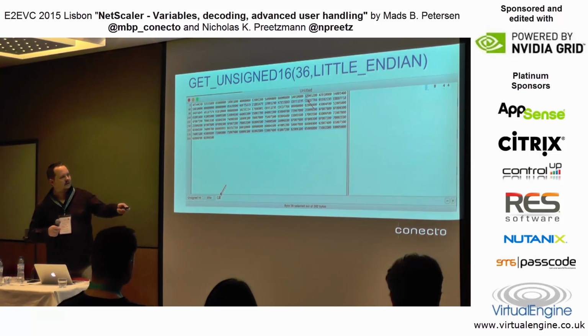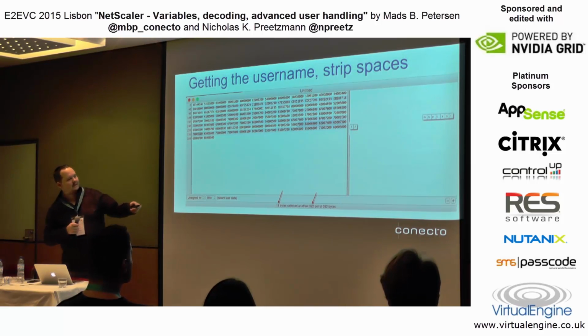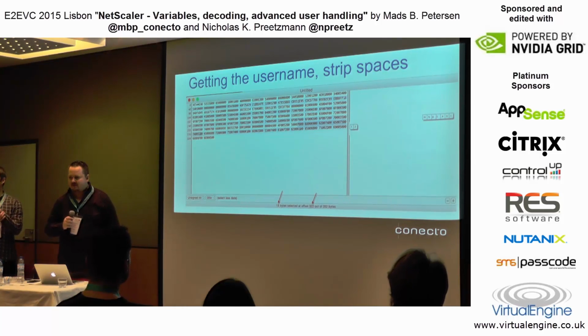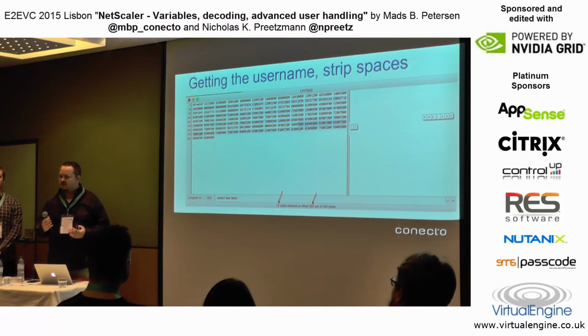Now I had to remove the information here because this is customer data, so I just typed something in. What happens is that I read from that offset and I read 18 bytes, and then I get the full username.